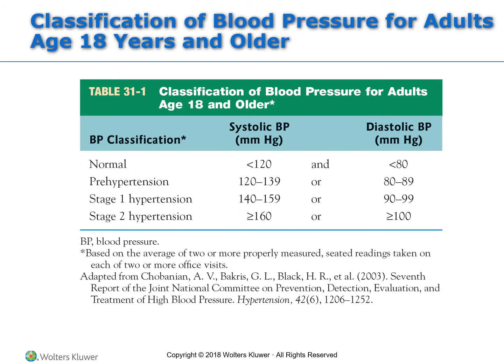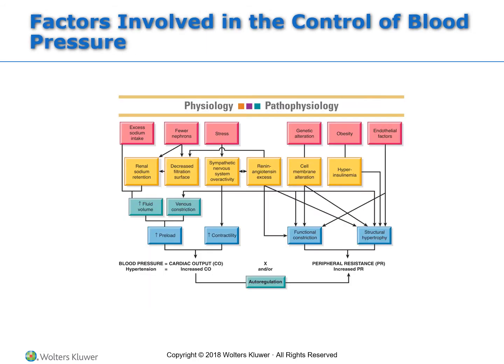But you can have a normal blood pressure, a blood pressure that's considered pre-hypertensive. Your patient can also be diagnosed with hypertension, and that is further divided into stage 1 and stage 2. There are many different factors that are involved in the control of blood pressure, which is why there are so many different treatments. Before you can treat them, you have to figure out exactly what the cause is.